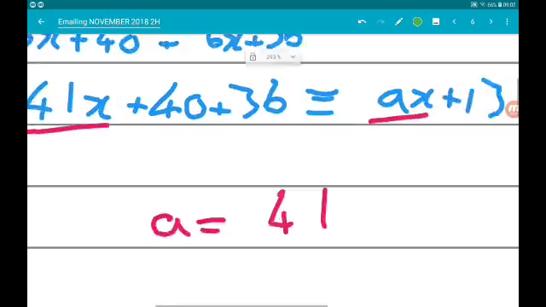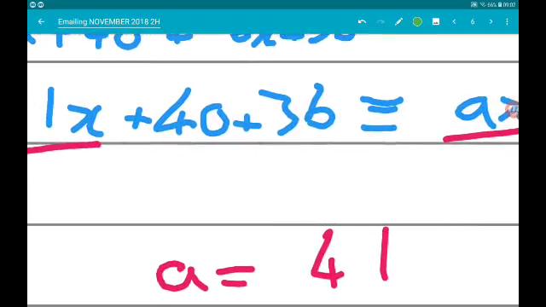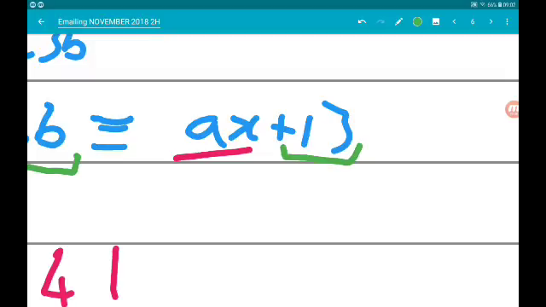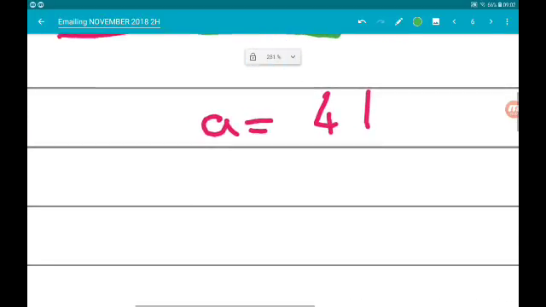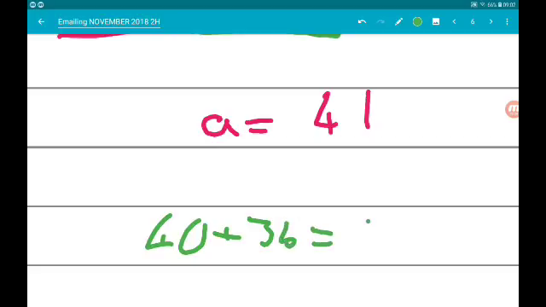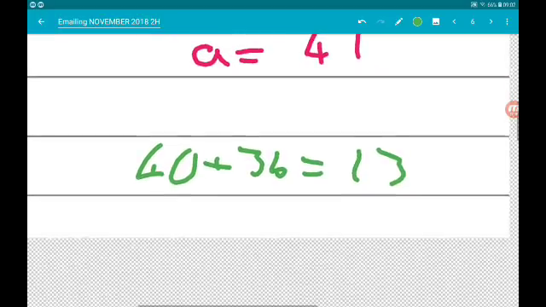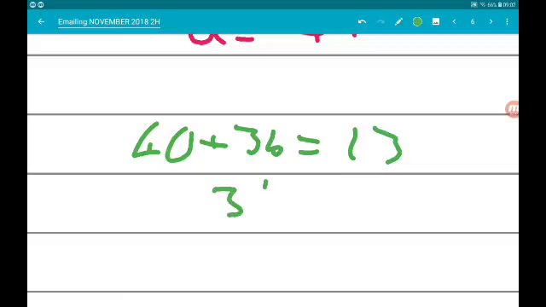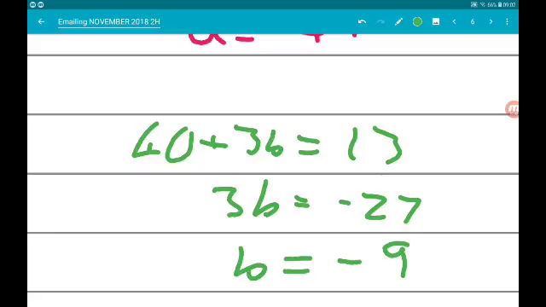Now, in terms of the constants, on the left we have 40 add 3b, on the right we have 13. So 40 add 3b has to be 13. Now we want to solve that for b, so take away the 40. 3b is minus 27, divided by 3, b is minus 9. Boom.